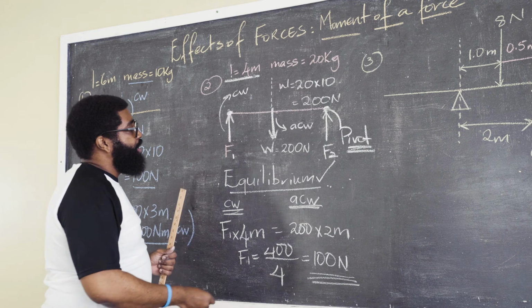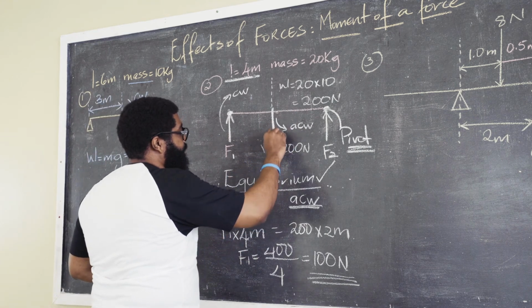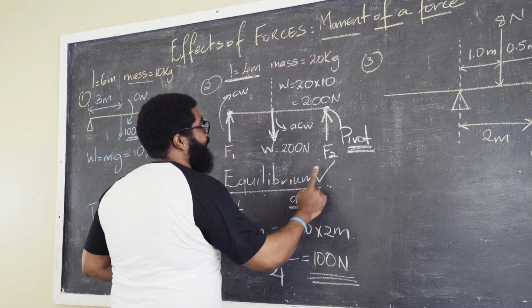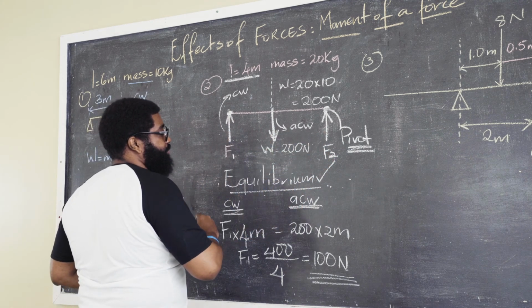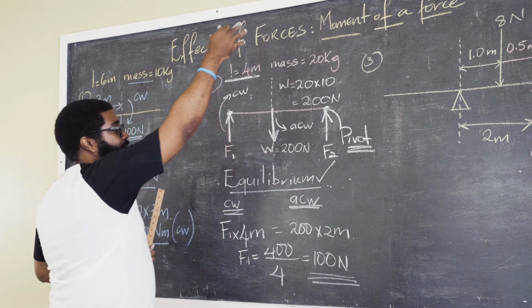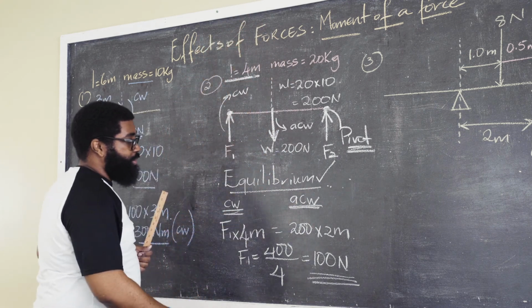Small trick. If you look at these forces, we have two forces acting upwards, 1, 2. We have one force acting down. The total upward force has to be equal to the total downward force.